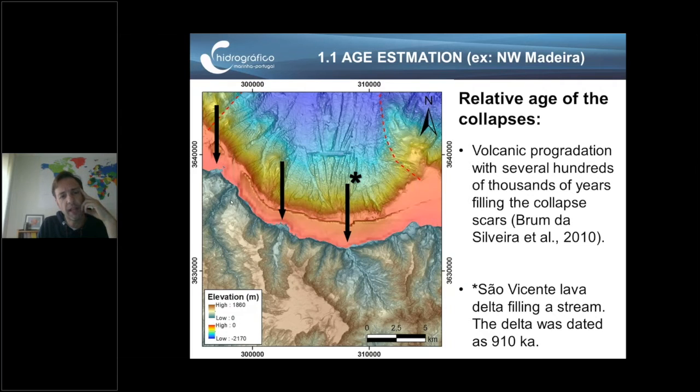And you also have a series of lava deltas. Some of them are dated, and one of them, this São Vicente lava delta, does not exist anymore on the shelf because it was mostly eroded by wave erosion. But we have a date, so we can see it on the stream, and we have a date of 910,000 years old. So it means that most likely this collapse is older than this. So probably all these collapses, given the wider shelves and some of these datings, are older than 1 million years old.